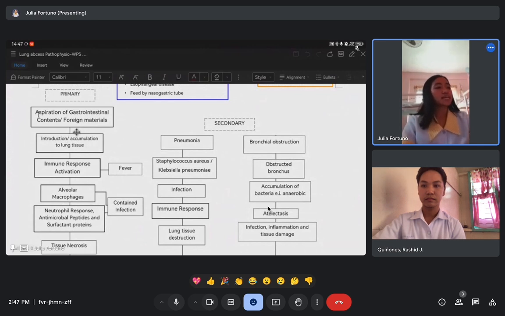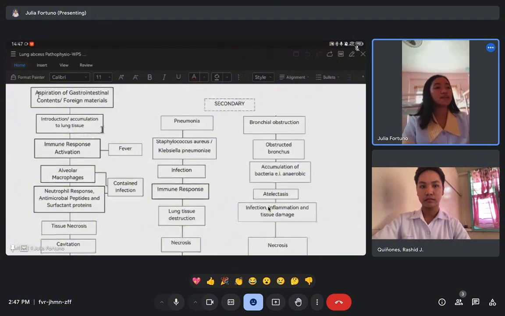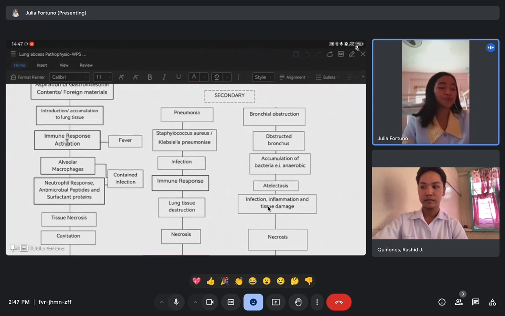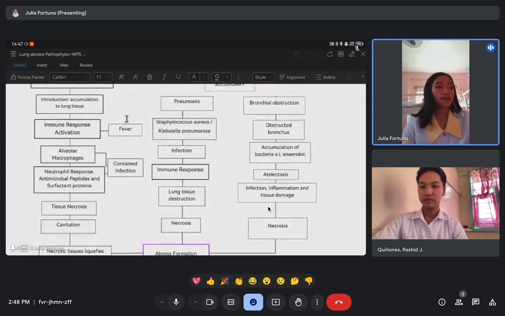As the foreign materials are aspirated, they will go to the lungs and be introduced to the lung tissues. As the foreign materials enter the lungs, they accumulate in the lung tissue. As it accumulates, it creates an immune response activation, which leads to fever. The sign and symptom is fever.